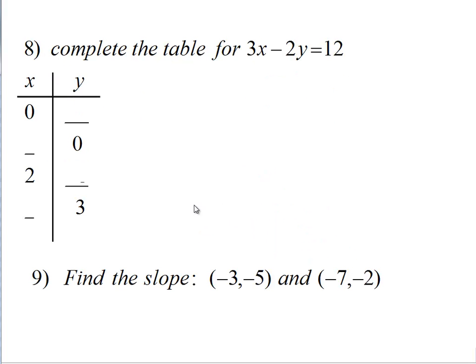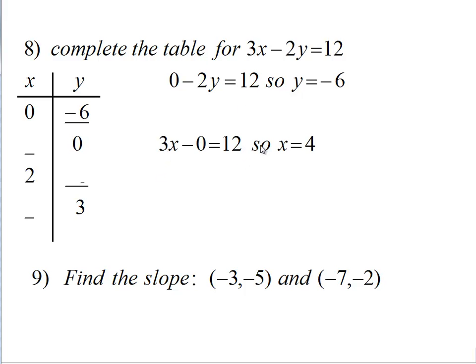Okay, completing a table. If I plug in 0 for x, I get 0 minus 2y equals 12. Divide by -2, and so you get y is -6. So this point right here is 0 for x, -6 for y. Okay, suppose I put in 0 for y. 3x minus 0 equals 12. Divide by 3, so x is 4. So my x value is 4, and my y value is 0.